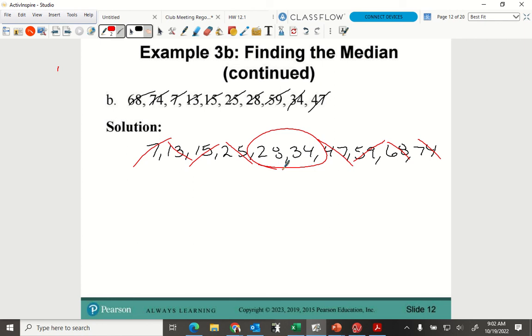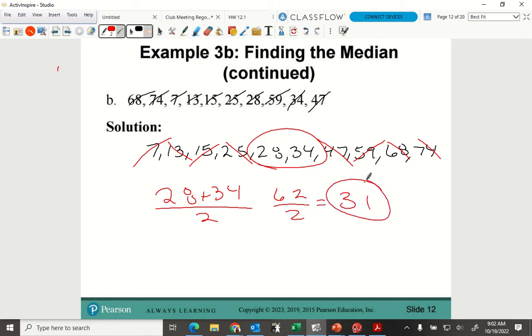Anyway, all right, so what did we say we have to do here? Add the two together and divide by 2, split them. So it's going to look like this: 28 plus 34 divided by 2. Add those together, that gives me 62. So 62 divided by 2 is 31. You guys agree?